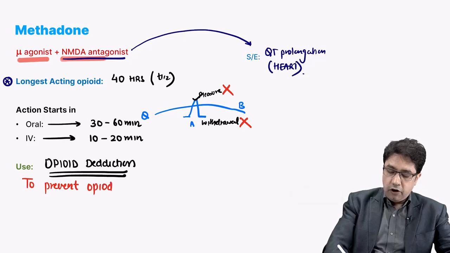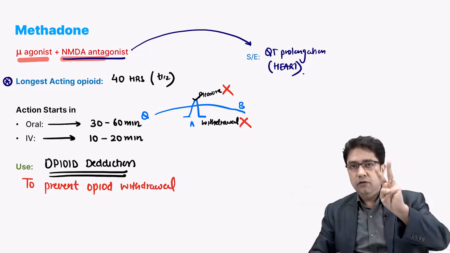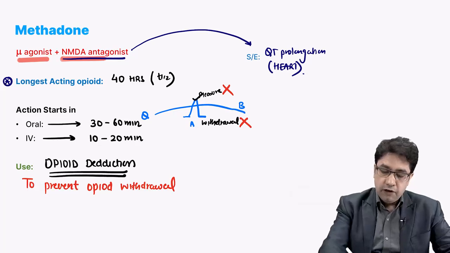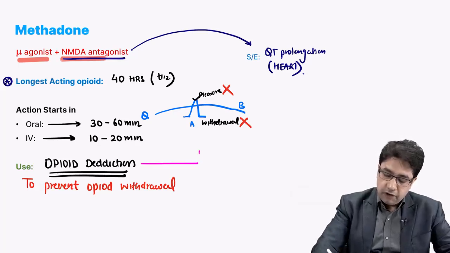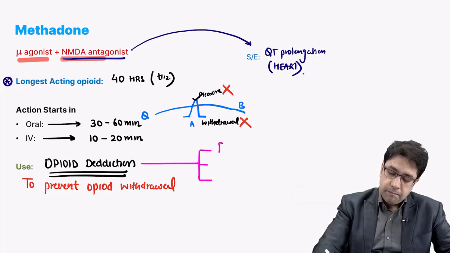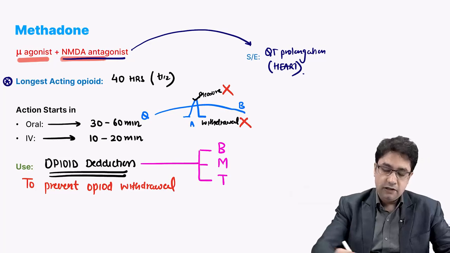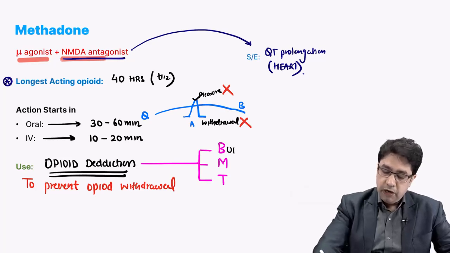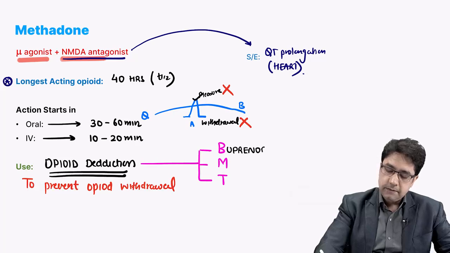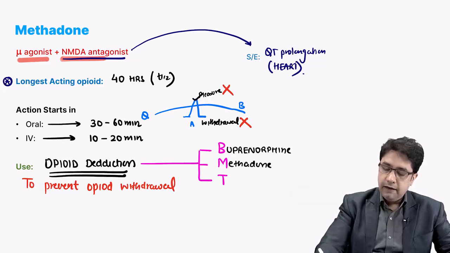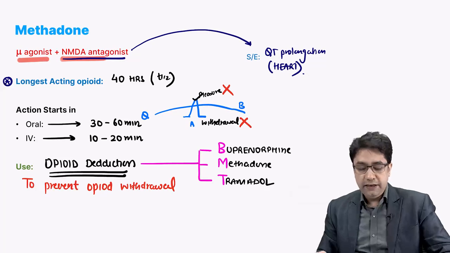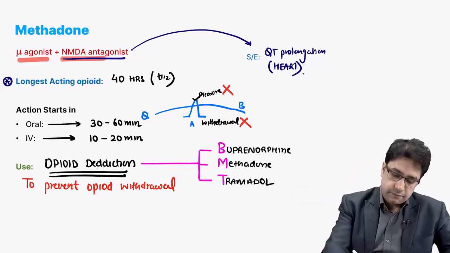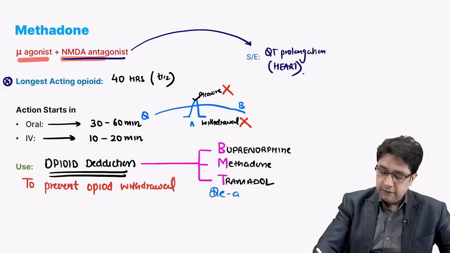So methadone is given in opioid de-addiction to prevent opioid withdrawal. And overall, I will be telling you 3 drugs which are given in opioid de-addiction to prevent opioid withdrawal. Those 3 drugs will be BMT, bone marrow transplant. So B for buprenorphine, which we are going to discuss. M for methadone. And the recently approved drug is tramadol. These 3 drugs are approved for opioid de-addiction.